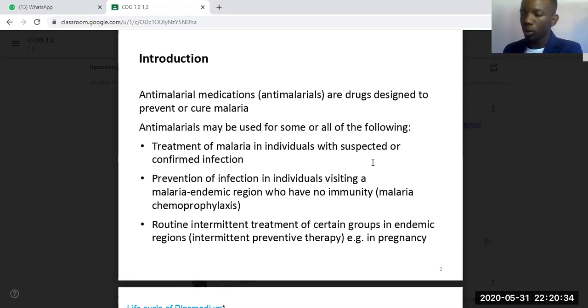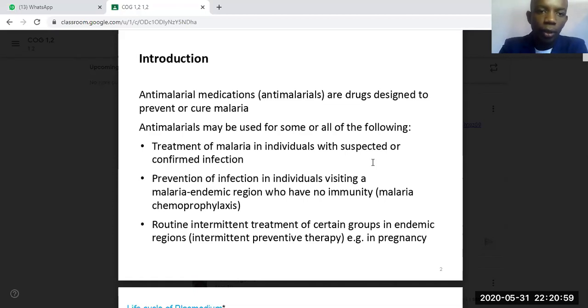Most common causative organisms of malaria are Plasmodium falciparum, Plasmodium vivax, Plasmodium ovale, Plasmodium knowlesi, and Plasmodium malariae. But Plasmodium falciparum is responsible for the majority of the serious complications and deaths.